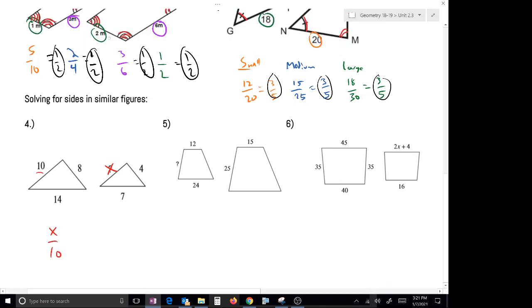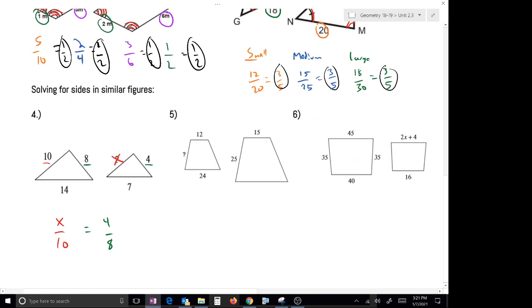And now I just need to find two other sides to work with. I can work with the 7 and the 14, or the 4 and the 8. It doesn't really matter. I'm going to use the 4 and the 8. Be careful when you're setting up a proportion. I was going right to left, so x over 10, and then that means I have to set up 4 over 8. Do not flip the 8 and the 4, otherwise it won't work.